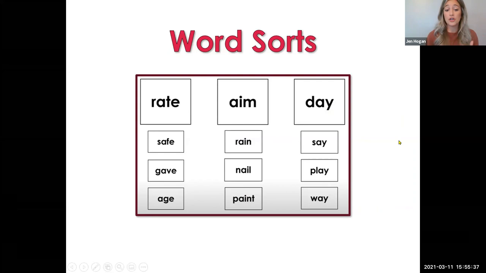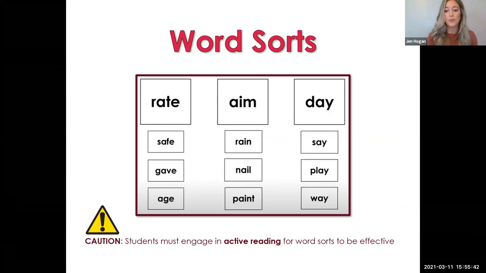Just a precaution with word sorts: the students should really be engaged in actively reading the words for the word sorts to be effective. We all have those students that just sort all the words and then I say, okay, can you read it to me? And they can't read it yet. So if they're doing word sorts, just make sure that they're engaging in active reading, another example of interactive practice.